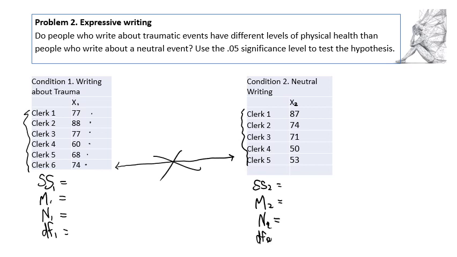And once we calculate all that, we're going to use information from both of these samples to calculate the estimated variance. And we'll use information from both of these samples to calculate the variance for the distribution of means. So this is sort of a framework of what a problem in the independent samples t-test will look like.